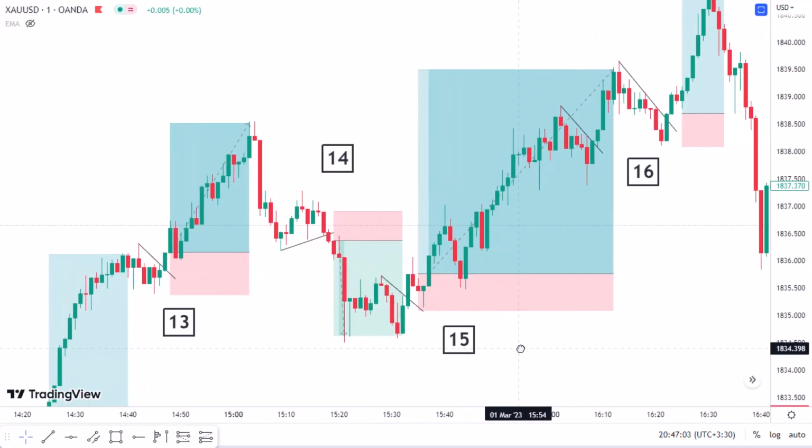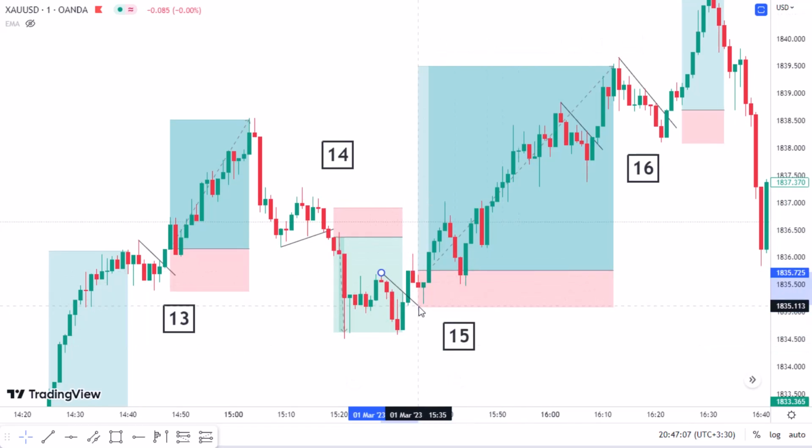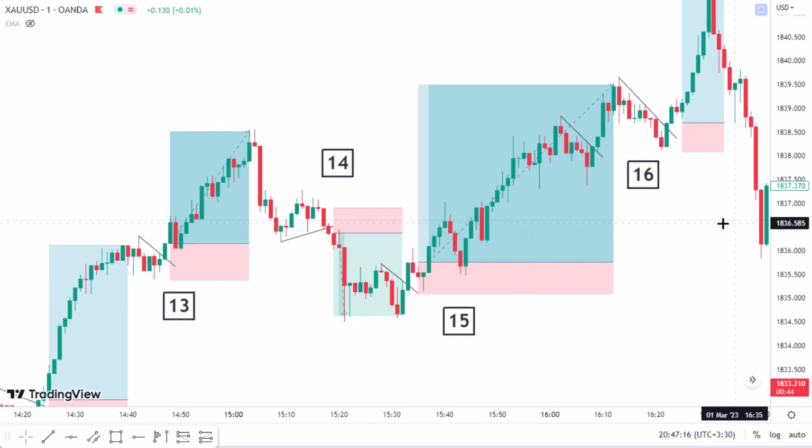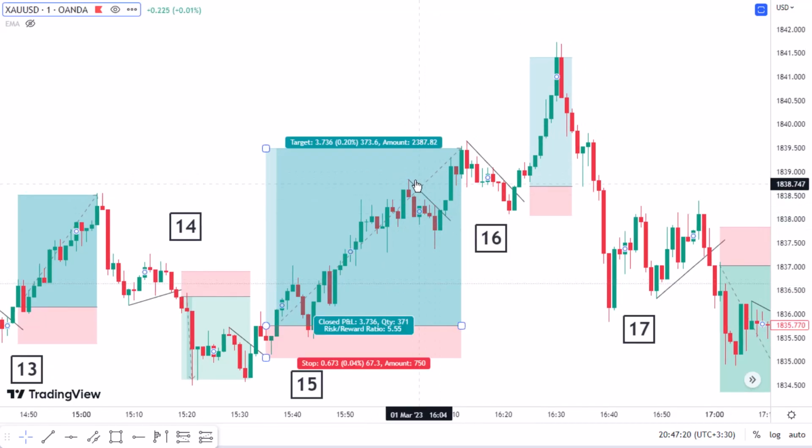On trade 15, we have a trend line here which is like this, actually with 2 touches, and the third time it breaks it here, we enter the buy position, put our stop loss below the candle, and it gives us a reward of 5.5. You could also enter a buy position on this candle, on this trend line too.